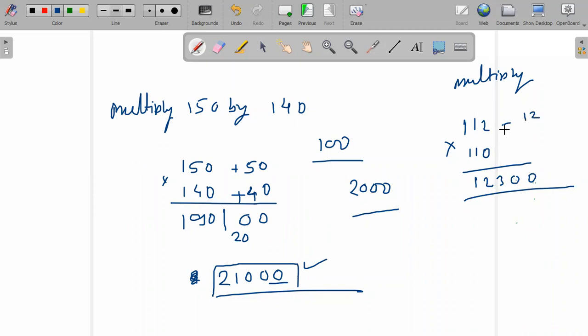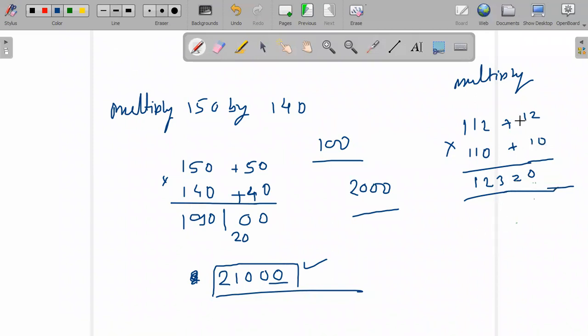Yes, 12 plus 10, not minus. The answer is 1, 2, 3, 2, 2, 0. Okay, I'm writing it as 2 times 0. Is it okay now? Yes, sir. Okay.